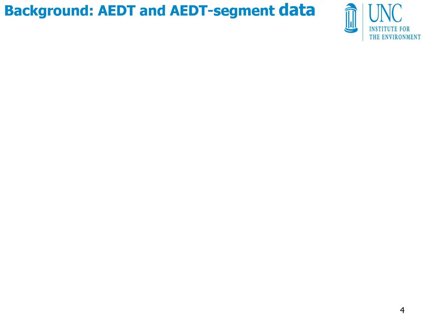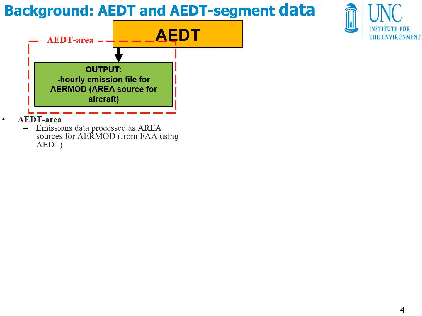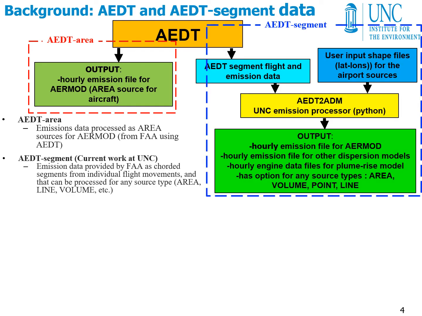In this slide, I will explain AEDT and AEDT segment data. AEDT provides hourly emission files for area sources for the AERMOD dispersion model for airport sources. And the AEDT to ADM emission processor, which we have developed, takes AEDT segment flight data, which comes from AEDT, and also user input shape files, which are latitudes and longitudes for each source. The output of this emission processor is hourly emission files for AERMOD and other dispersion models, and hourly engine data for plume rise models, and it has options for area, volume, point, and line sources.